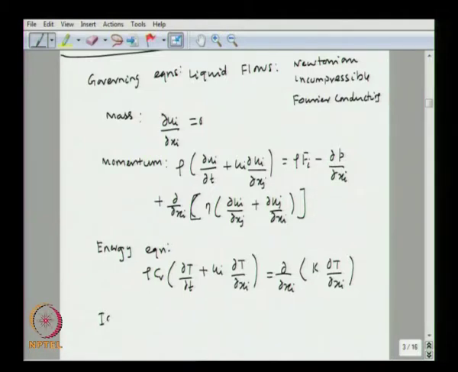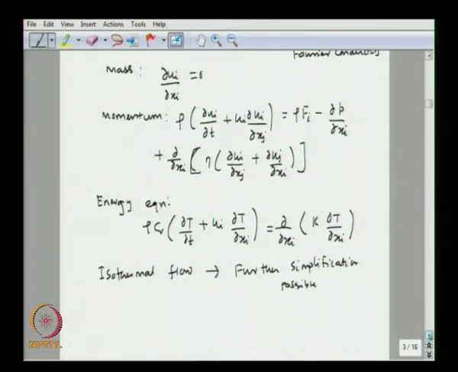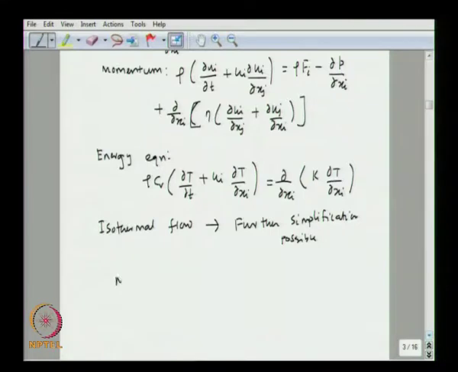So, for isothermal flow, further simplification is possible, and the momentum and energy equation can be decoupled. Okay. So, that is about the governing equations for the liquid flow.